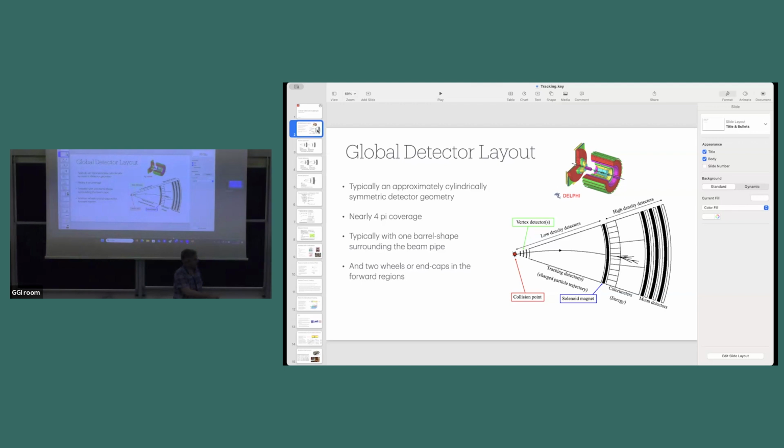And if you want to measure the momentum of the particle, you'll typically put a solenoid type of magnetic field in the inner portion of the detector. Sometimes this will just enclose the tracking detector. Sometimes it will enclose the calorimeters as well.